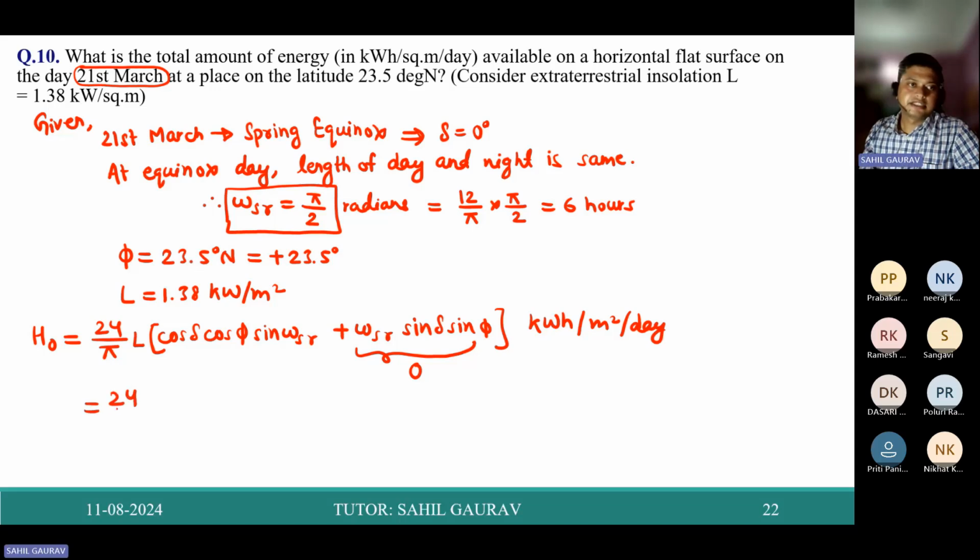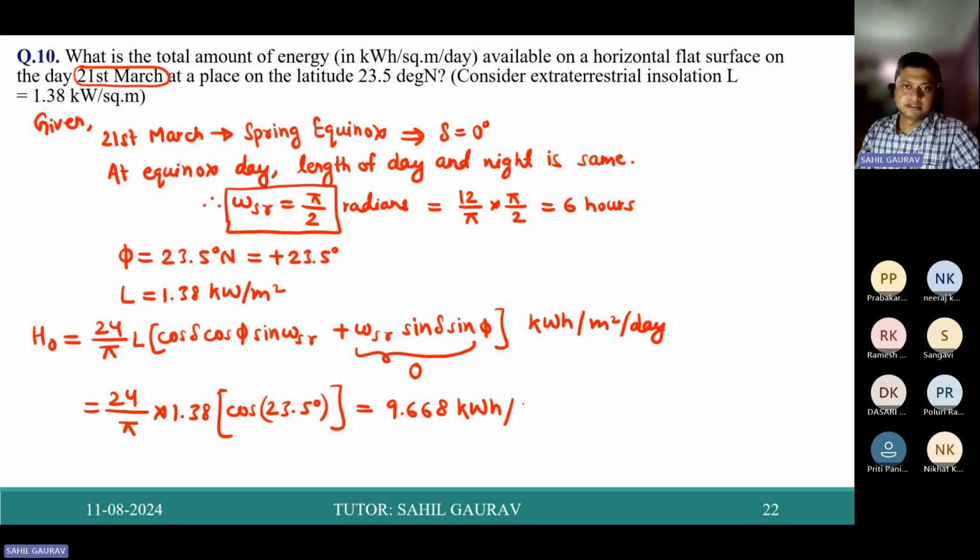So we will get H naught as 24 upon pi into 1.38 and cos of 23.5 degree. So if you do simplification, then you will get 9.668 kilowatt hour per meter square per day. This is the answer.